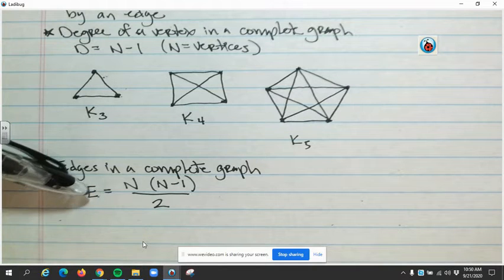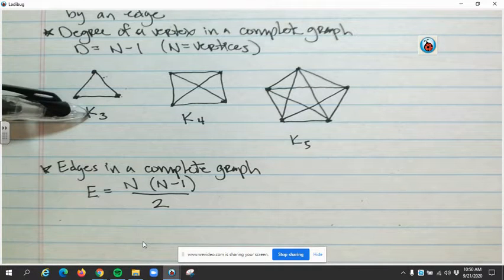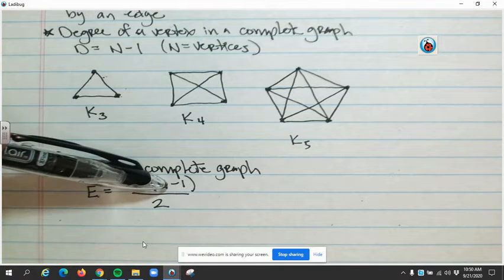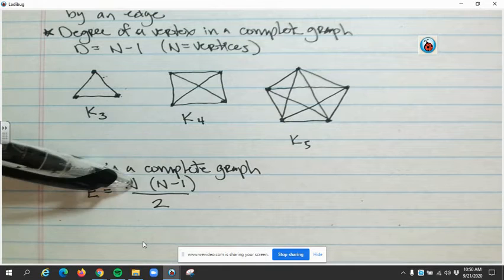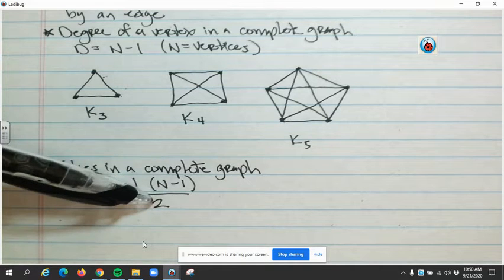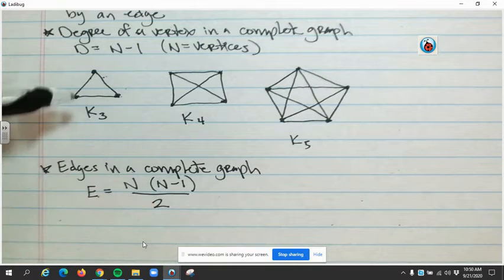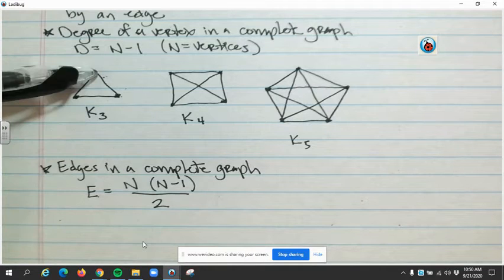So if we look back up at our previous graphs, in a complete graph with 3 vertices, 3 times 3 minus 1, 3 minus 1 is 2. So 3 times 2 is 6. 6 divided by 2 gives me 3. So that means that there should be 3 edges in this graph. There are 1, 2, 3.